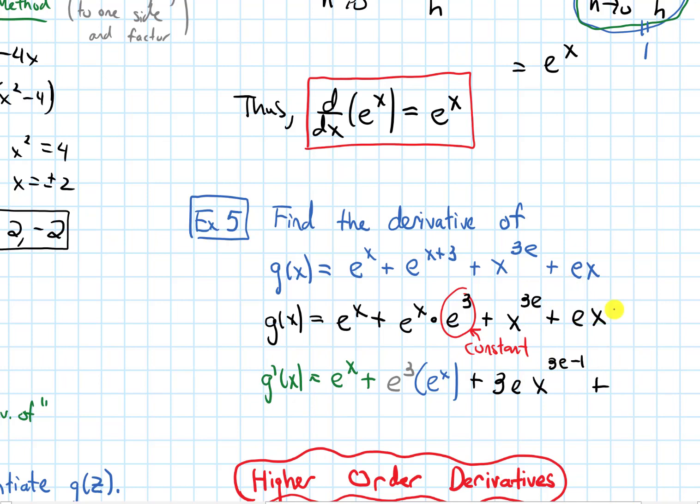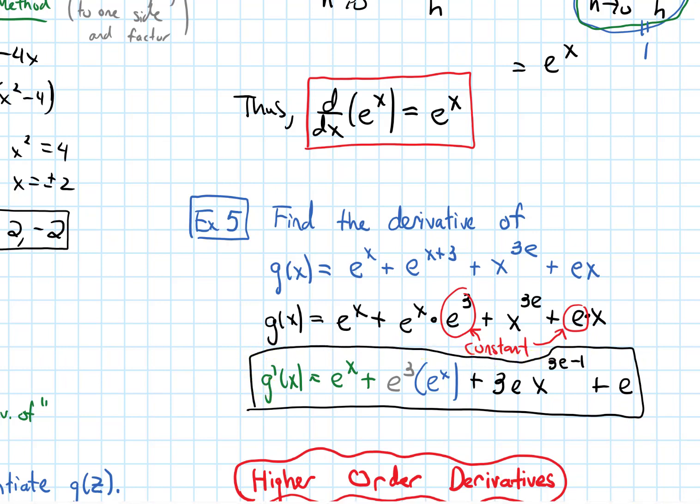And then e times x, this is a constant times x. So this e is also a constant. And when I take the derivative of that, the e will stay there. It'll multiply by the derivative of the x. But the derivative of the x is just 1. We've seen that derivative before. And this is our answer.